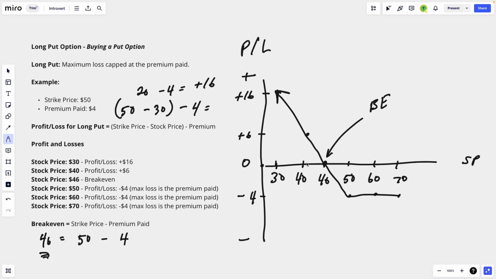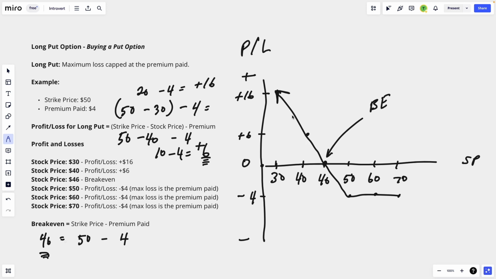So at $40, we earn a profit. Our strike price is 50. Our stock price is 40. And our premium was 4. So we've got 10 minus 4. We've got $6 of profit there as we own the option to sell at 50. So that is depicted right there.